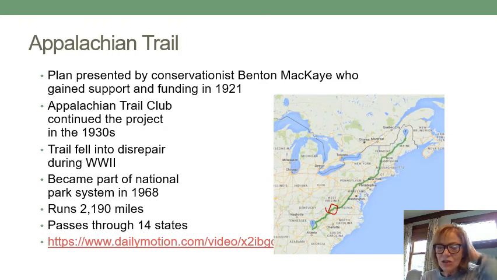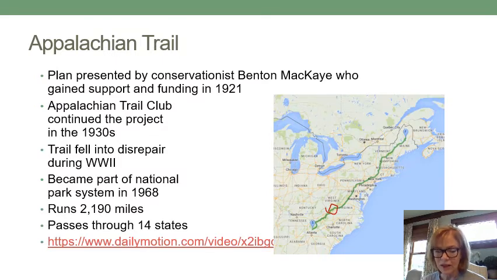But anyway, this is a trail that originally was just maintained by this one guy, Benton McKay. He kind of wanted to create this trail. And so there were more and more people. There was a club, and they're the ones that maintained it. Just like they volunteered, they did it themselves. But it fell into disrepair during World War II. And then there was a push for it to become part of the National Park system, and it did become that in 1968. It runs over 2,000 miles.